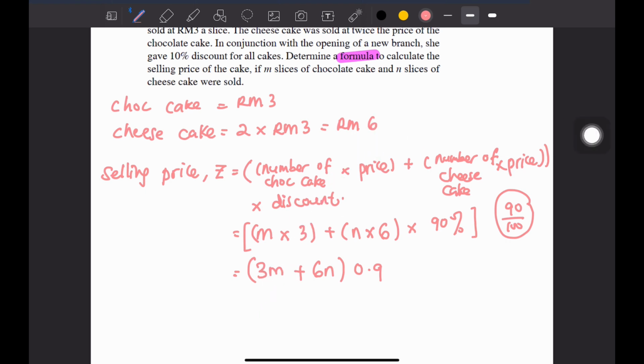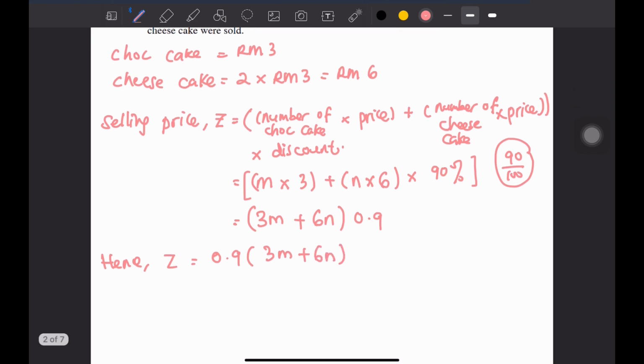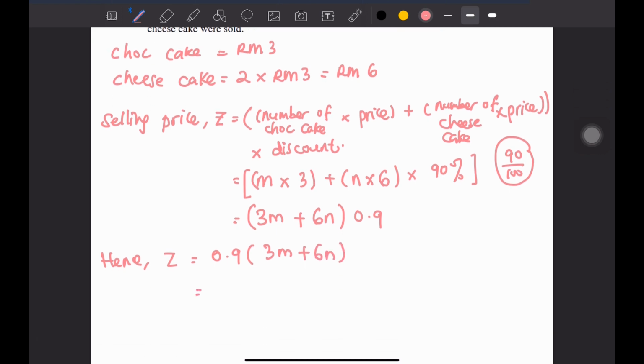Okay, so hence, the selling price Z is equal to, so kita tahu 0.9 times 3M plus 6N. Okay, dah habis belum? Belum. Next kita expand. So, you multiply in the coefficient 0.9 times 3, 0.9 times 6.